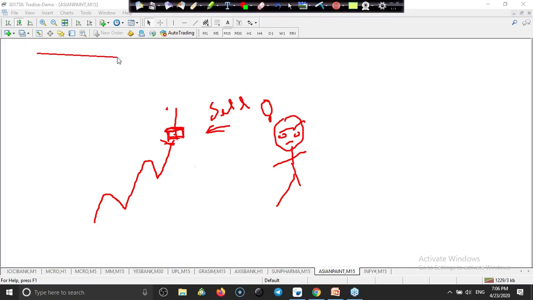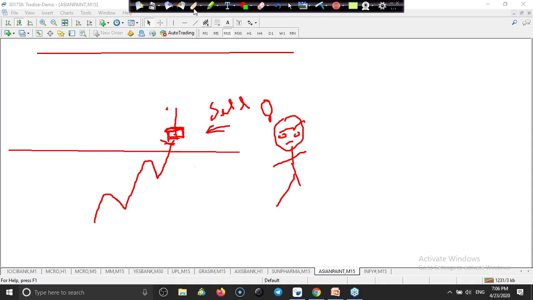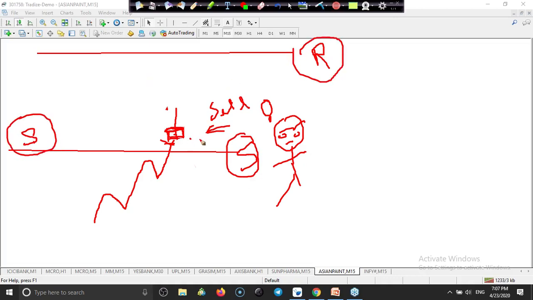Now, this is the resistance and this is the support. This is the support, and this is the resistance. Now this candlestick pattern is forming above this support, and the resistance line is too far from this area.